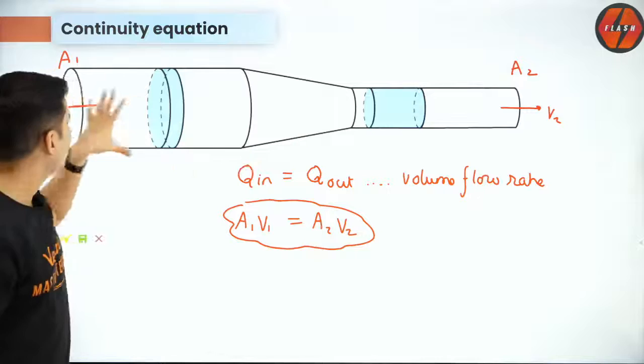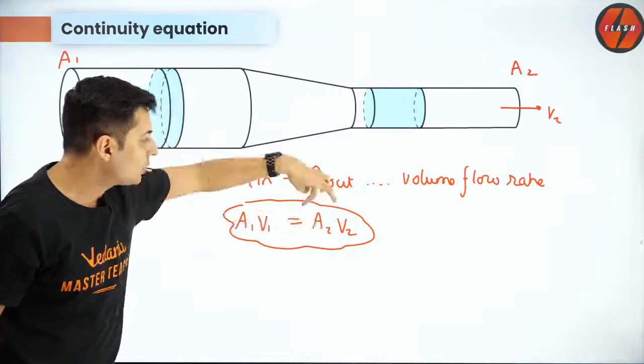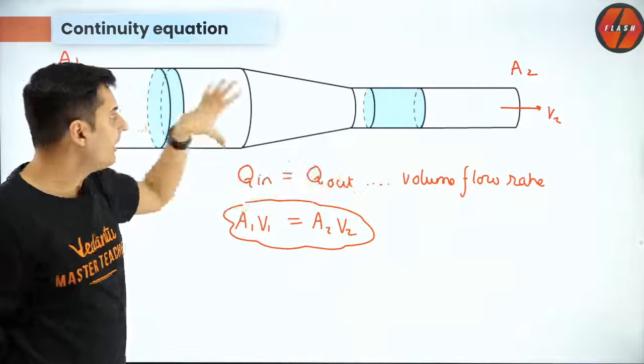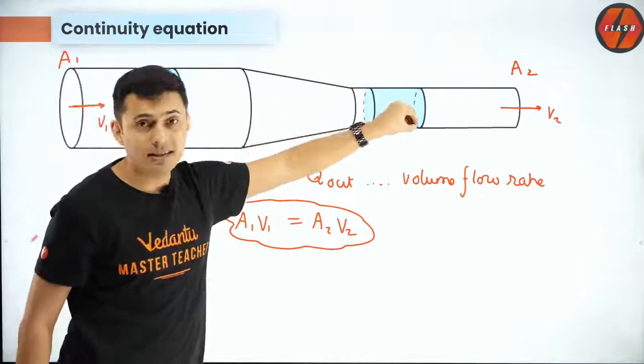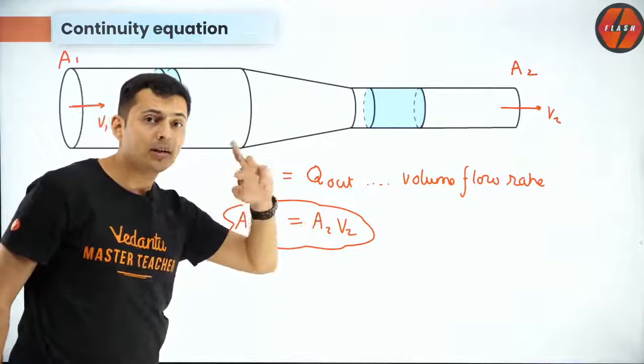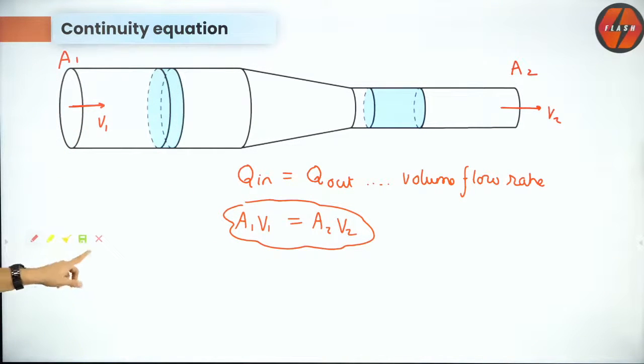Now think about it. If the area becomes small, to keep the product constant, velocity will increase. That's why whenever the passage becomes narrow, you will see the velocity will increase. You can see that the product of area and velocity should remain constant. I hope this is very clear.